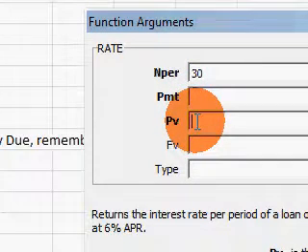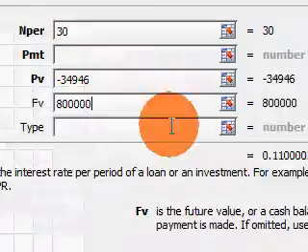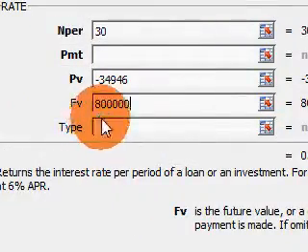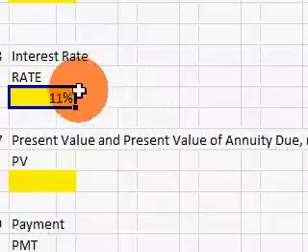The present value is a negative $34,946, and we'll receive a positive $800,000 in 30 years from now. So that tells us that the interest rate is 11%. So if we click OK, we got 0.11.